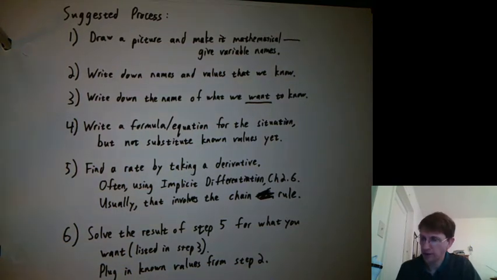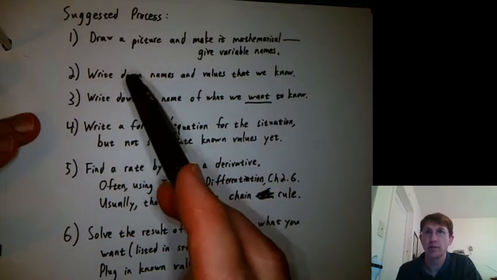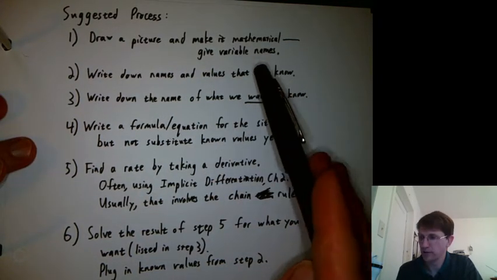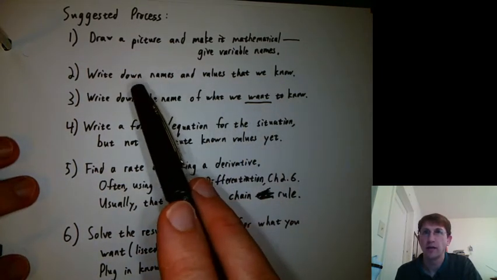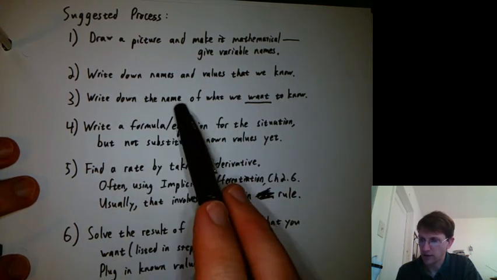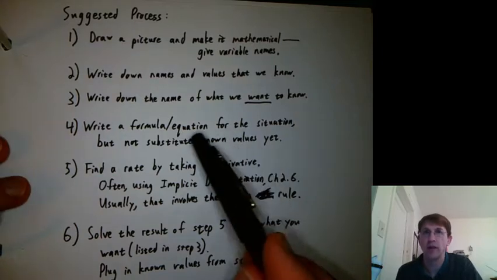Here's my suggested process for doing related rates problems with paper and pencil. Step 1, draw a picture. That's pretty much always my step 1. And make it mathematical. Give things, positions, and distances variable names. Then write down the names and values that we already know. Then write down the name of what we want to know. Of course, we can't write down its value yet because we don't know it yet.